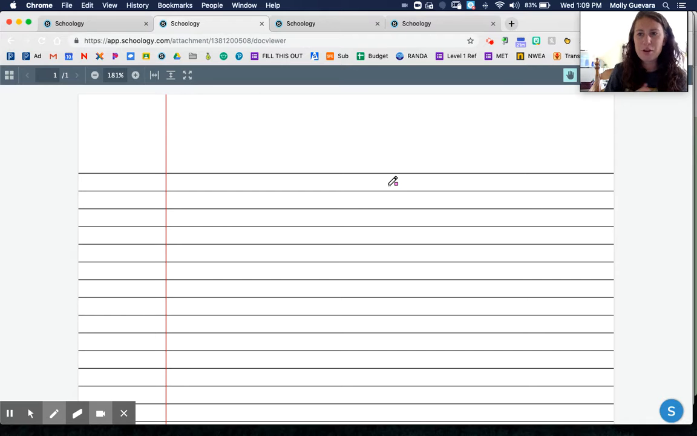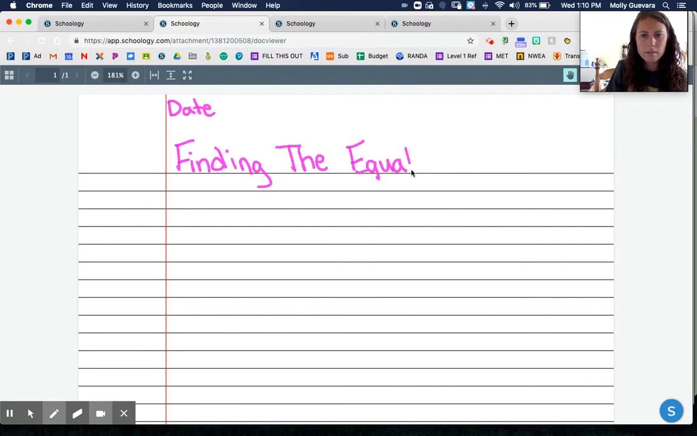Today's notes is all about finding the equation of a line. So as always, make sure you have the date at the top of your notebook. And the title of today's notes is Finding the Equation of a Line.